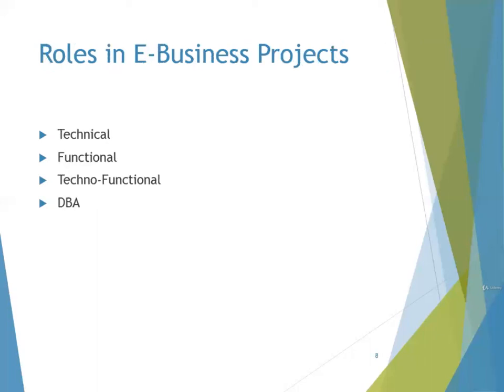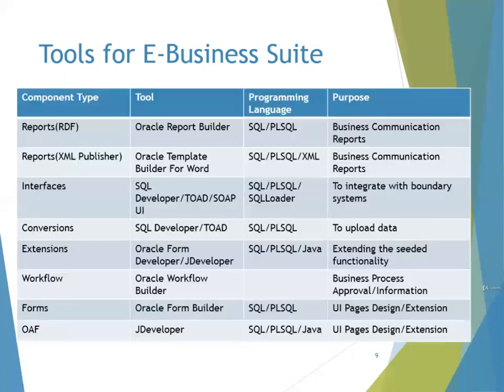Roles. Generally, you'll have 4 roles, and of course the manager role also. Technical, nothing but technical consultant, who deals with designing technical components. Functional consultant, who closely works with the business analyst to design the functional requirements. Techno-functional is a combination of both technical and functional. DBA is all about maintaining your ERP: installation, patching, migrating, all these things.